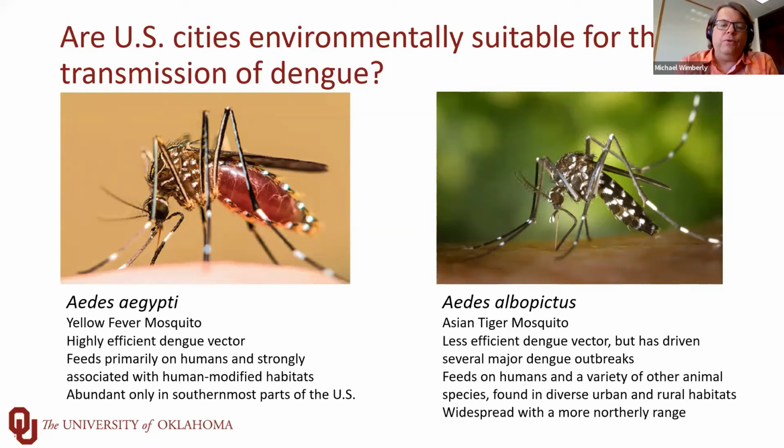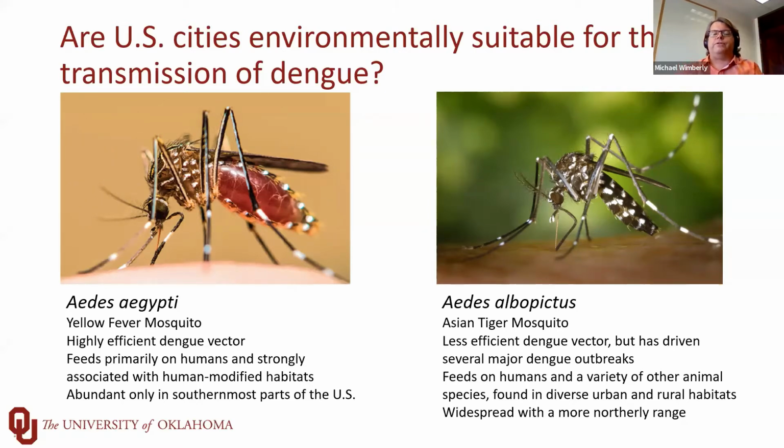But in the US, we have two potential dengue vectors. The big one is Aedes aegypti, the yellow fever mosquito. It's a very efficient vector, feeds mostly on humans, strongly associated with human habitats. Fortunately, we don't have a lot of Aedes aegypti. It tends to be found in high abundances only in Florida and other places that are pretty close to the southern border of the US.